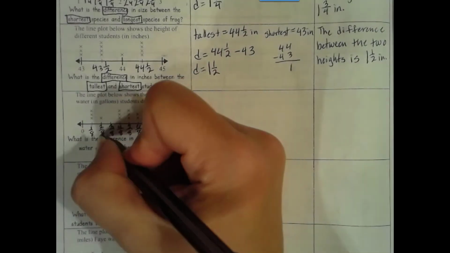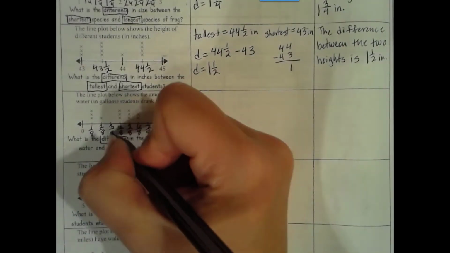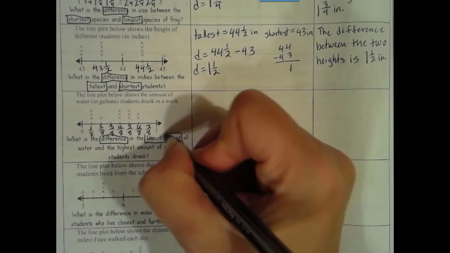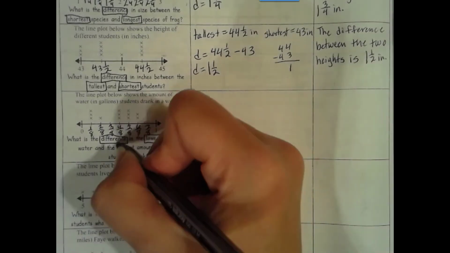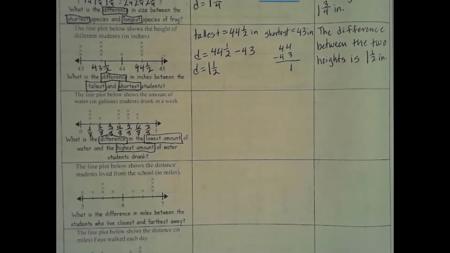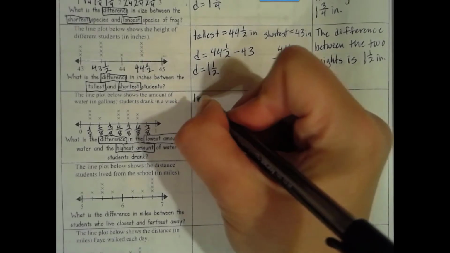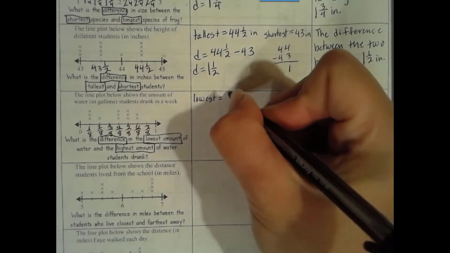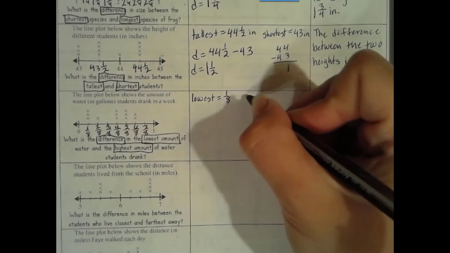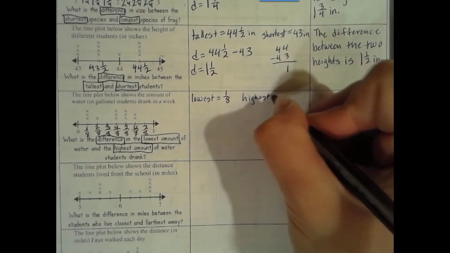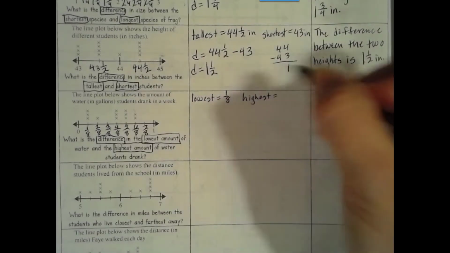What is the difference between the lowest amount of water and the highest amount of water students drink. So the lowest number is 1/8. The highest is 6/8.